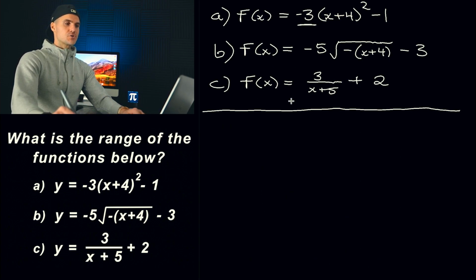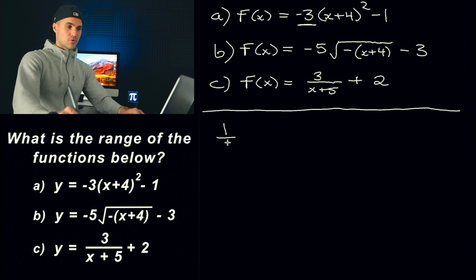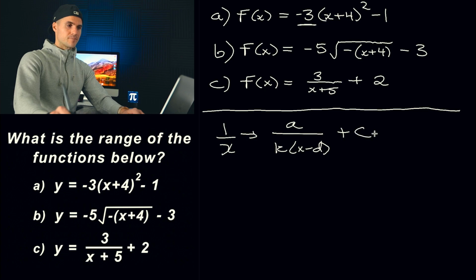And then moving on to part C, we got the reciprocal function 1 over x, and it's been transformed. Now with 1 over x, if you remember from the transformation lecture videos, which I'm assuming you've watched, when you transform 1 over x, it's going to take this format, like that. And if you remember, the d value is always the vertical asymptote, and the c value is always the horizontal asymptote.